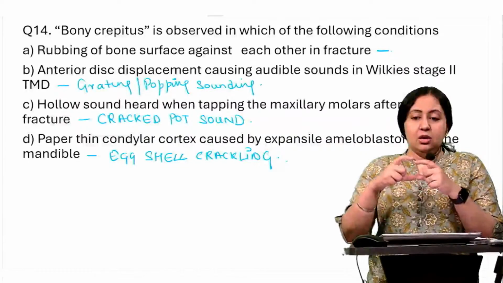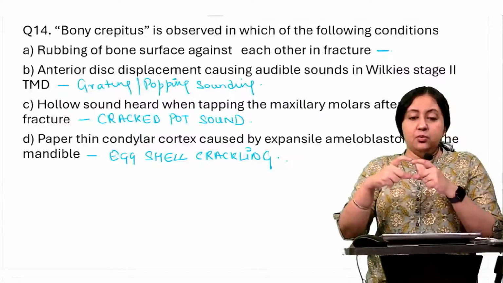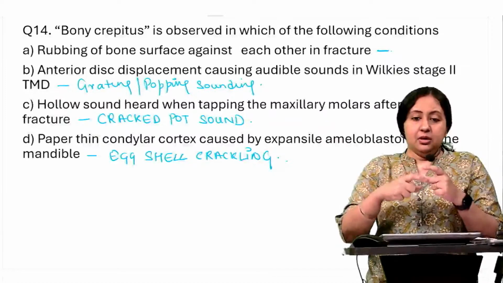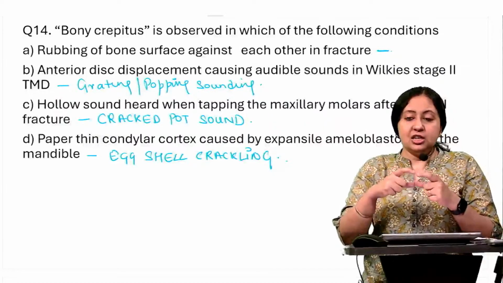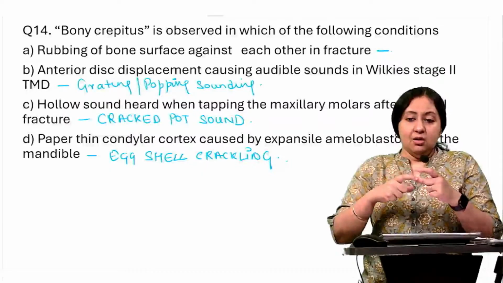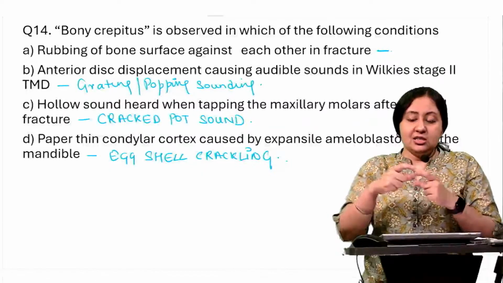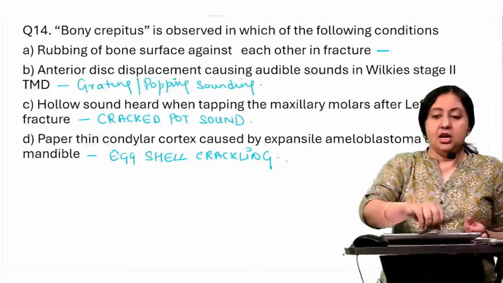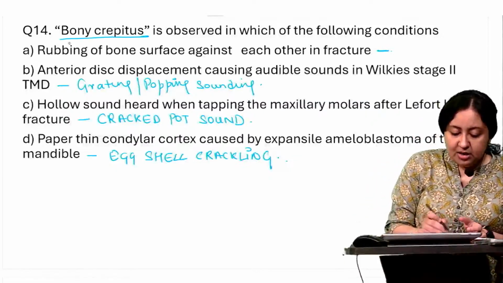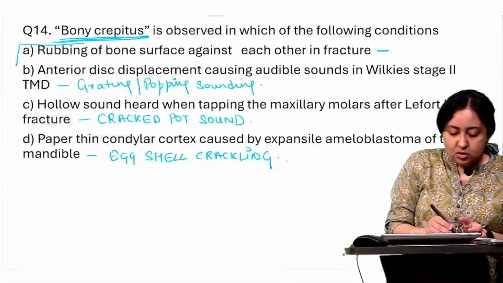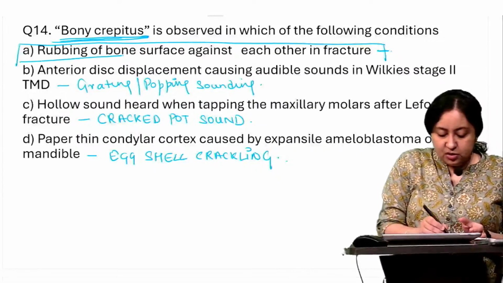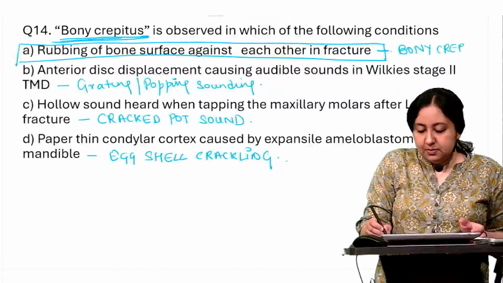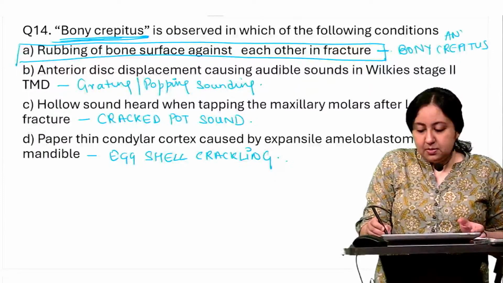Alright, when there is a fracture, and bones move against each other, and the entrapped air which is present in between the fracture segments and the soft tissues, when they move against each other, and which also causes the movement of the air which is present in the surrounding tissues, that is known as bony crepitus. So option A refers to bony crepitus, and this is the answer.